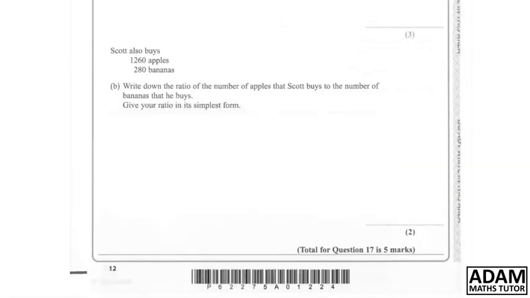Scott also buys 1,260 apples, 280 bananas. Write down the ratio of the number of apples that Scott buys to the number of bananas that he buys. So the number of apples was 1,260, and we're writing that as a ratio to the number of bananas he buys, which is 280. Give this as a ratio in its simplest form.